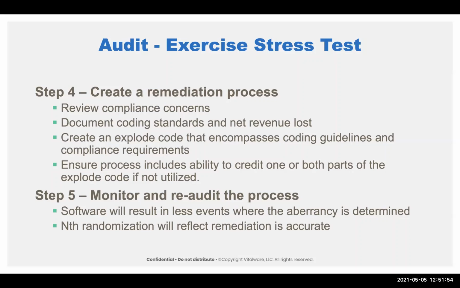Ensure the process includes ability to credit one or both parts of the explode code if it's not utilized. So, for example, the last one was a radioisotope. Say they started the stress test but never got to the point of the radioisotope, patient got sick. Now, if there was an explode code, you'd need to make sure you have the ability to credit the one component. You have to monitor and re-audit the process, make sure that it worked.